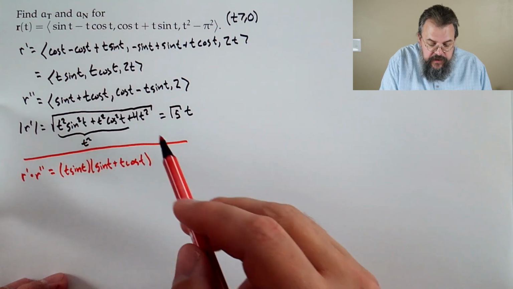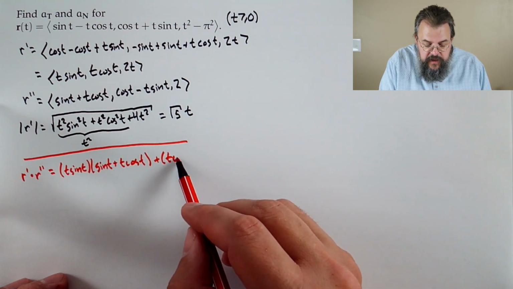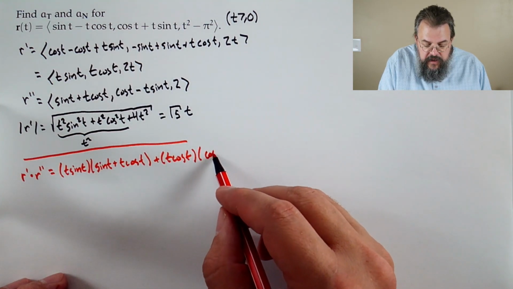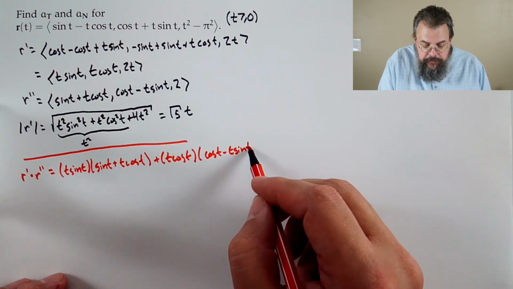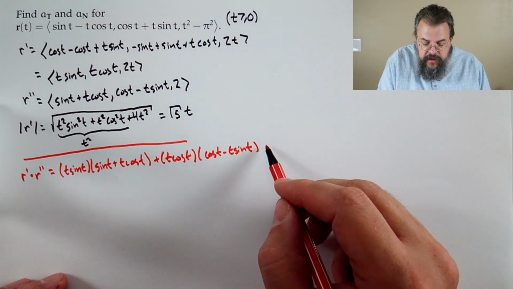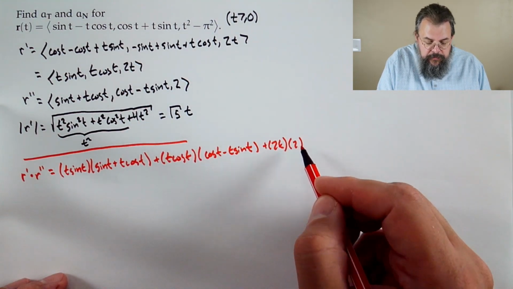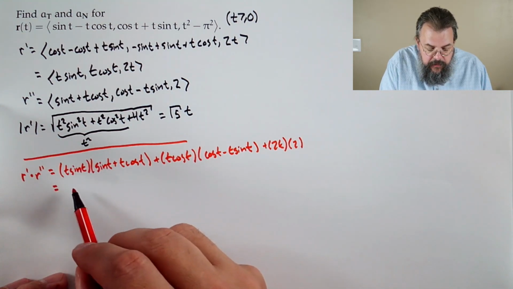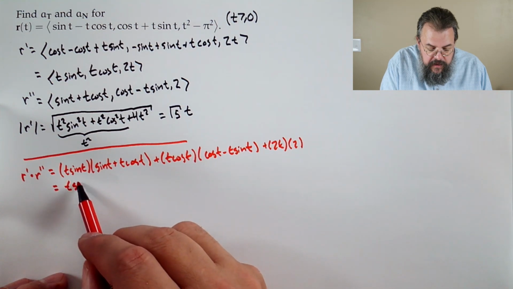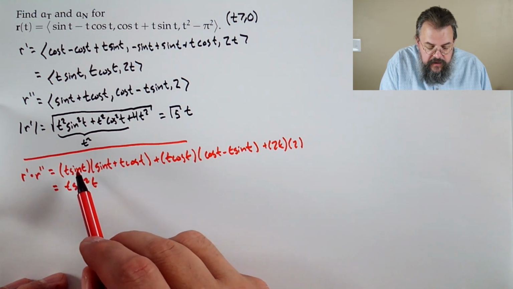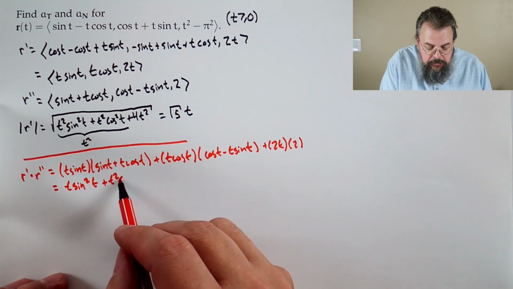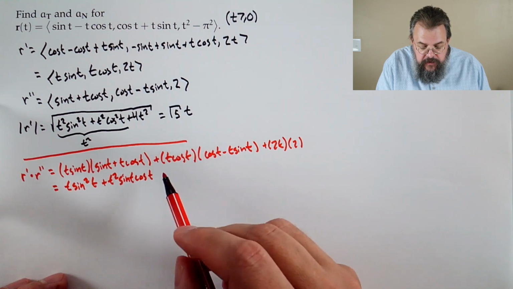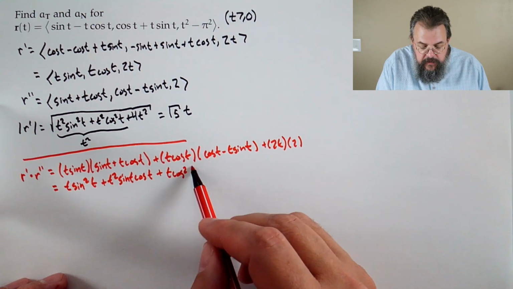All right, just the first entries, plus t cosine t, and then we're going to multiply it by cosine t minus t sine t, and then we're going to have 2t, and we're going to multiply it by 2. So, if we work this out, we're going to get t sine squared, all right, and then t squared sine t cosine t. Interesting. Here we're going to get t cosine squared, all right.